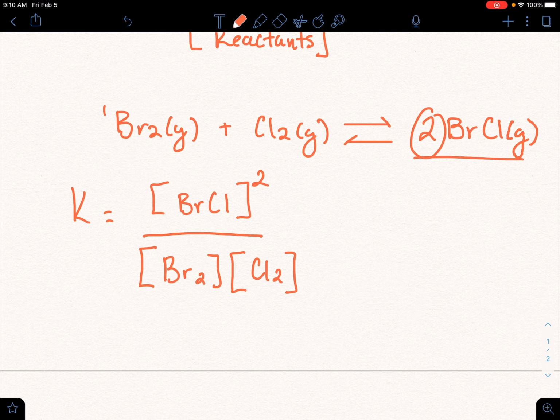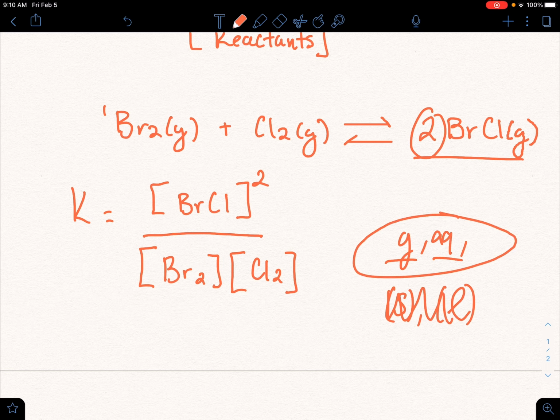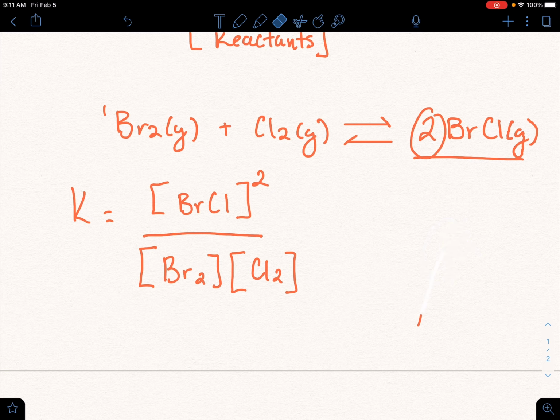Notice how this problem only has gases. Equilibrium applies to gases, aqueous solutions, and liquids. Oh, not liquids, sorry. Just gases and aqueous solutions, but no solids. If you have a solid, that doesn't go in the equilibrium expression, and also liquids. So only gases and aqueous solutions are involved in equilibrium. That's how you write the K equilibrium value. Like I said, you don't use solids or liquids.